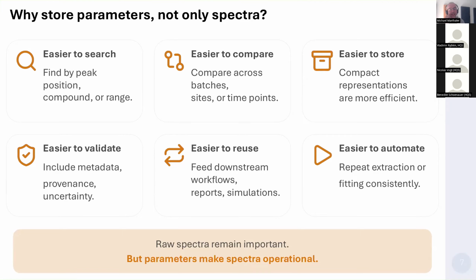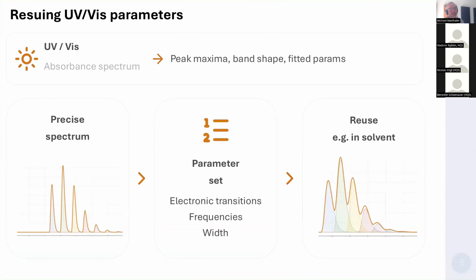That said, actually a key point for what we discuss today is also reuse. So let's say you have these parameters, you take your data, you extract these parameters. What does that mean actually for reusing them? And this is why at the bottom of the slide, I wrote the sentence: raw spectra remain important. Of course, you should always keep your pure spectra that you measure. But if you extract parameters, then you can much easier reuse this later and automate this and other features you can do with this.